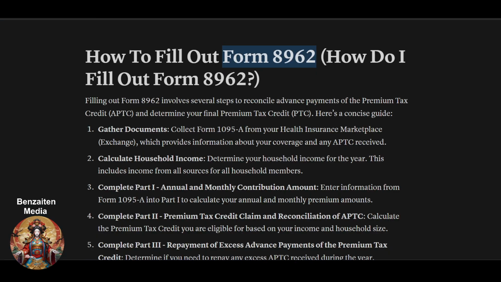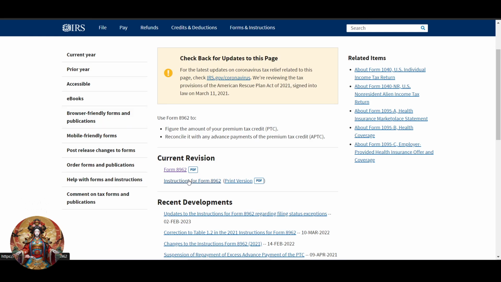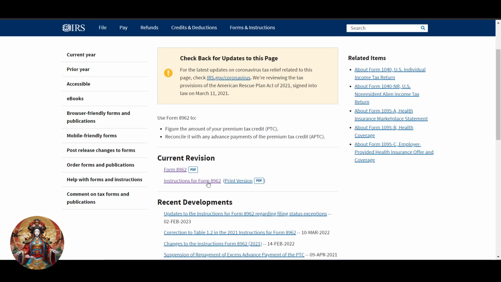If you want the print version, you can also go for the print version. Let me show you. This is the form. Just give me a second, I will explain everything. Now here, the instructions to the form, you can just print it out if you click on this. And here every piece of information is available, by the way. So now just go here.